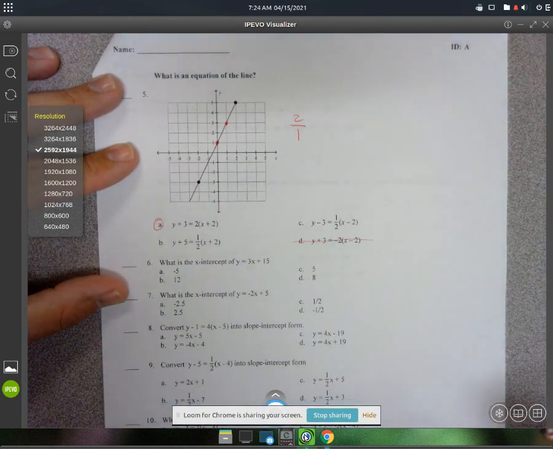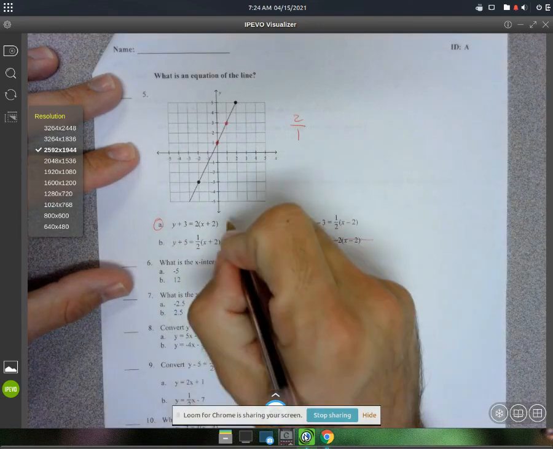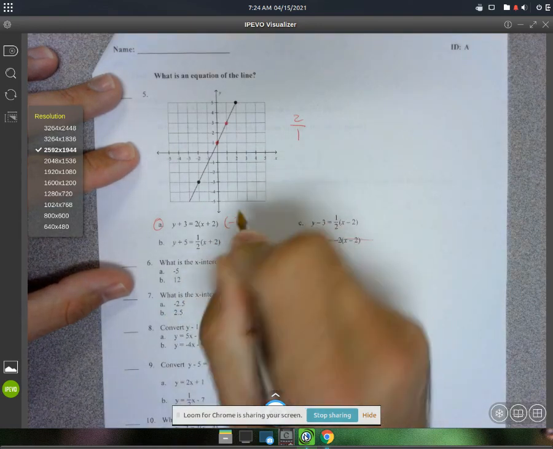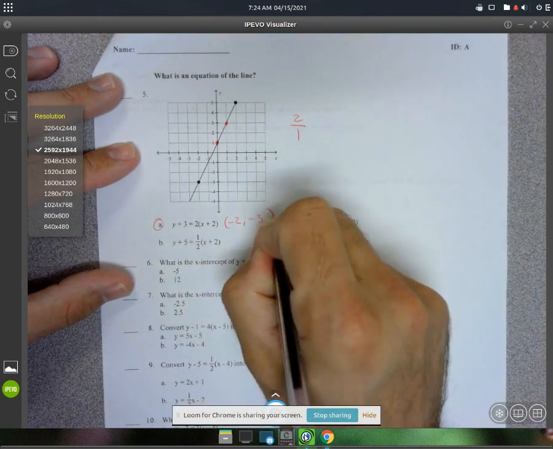That's option A. The other way is to use the point that it represents. The point that it represents is negative 2 for x and negative 3 for y.